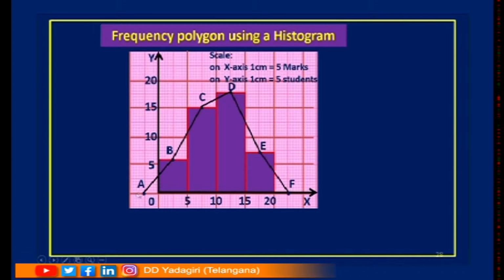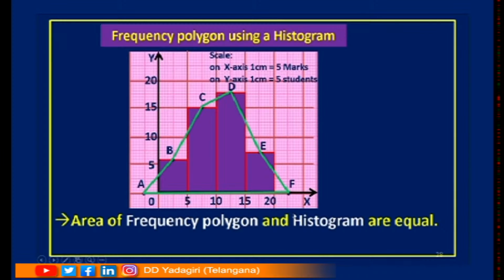Now I can say that A, B, C, D, E, F is a frequency polygon, and mathematically I can say that this frequency polygon and histogram have the same area because they are constructed for the same data. So using a histogram like this we have to construct a frequency polygon. For the same data, when they are constructed, their areas will be equal.